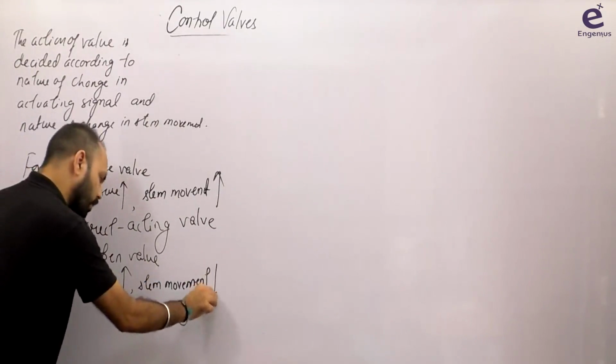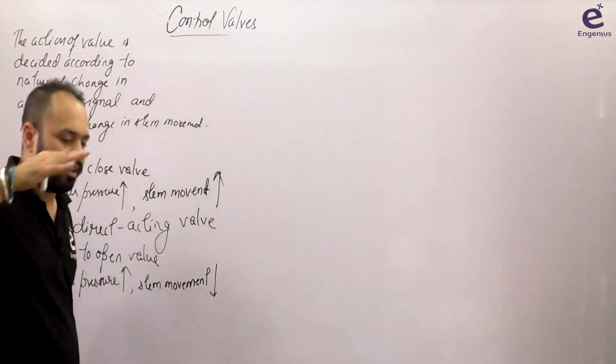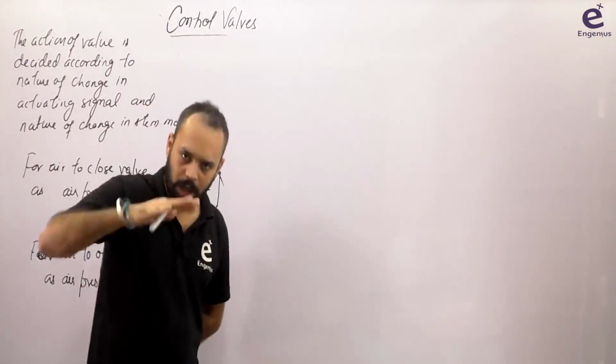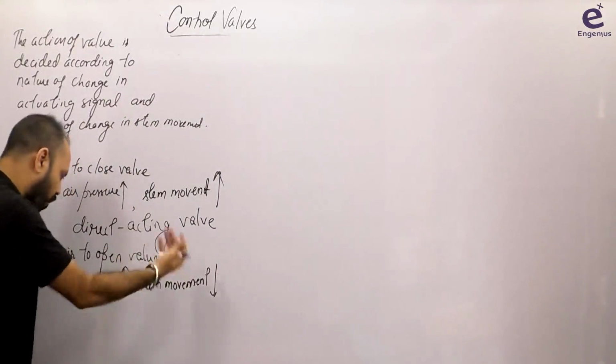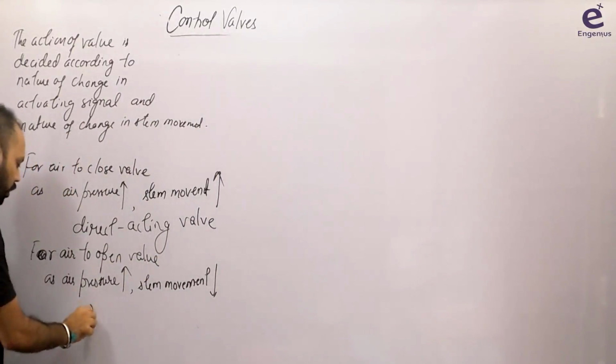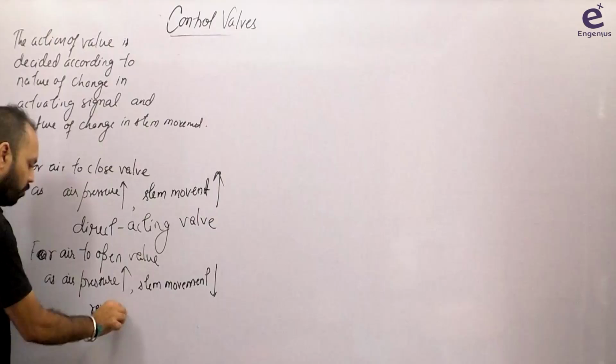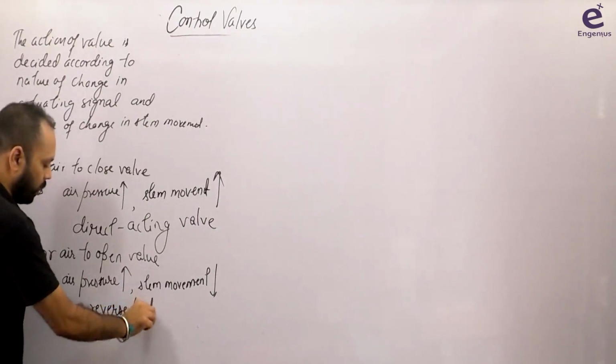इसलिए मैंने आपको पहले ही बता दिया, stem movement is considered to be positive in downward direction. Stem movement decreases. If this change and this change are of opposite nature, then what kind of valve is it? Reverse or indirect acting valve.